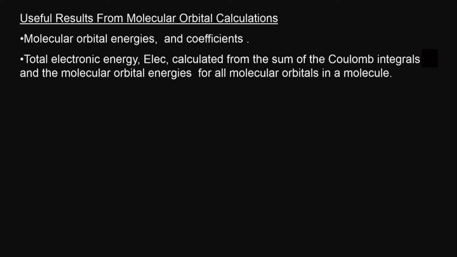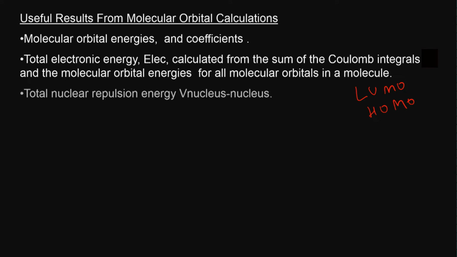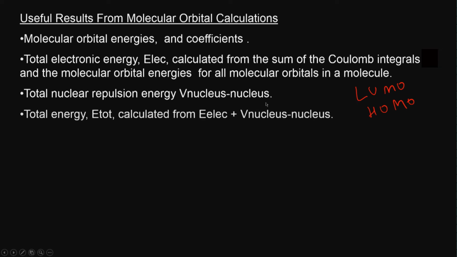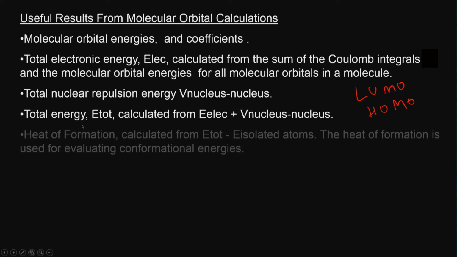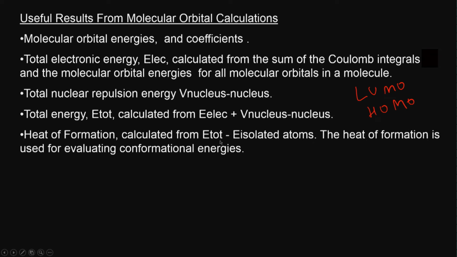If I want to know what is the energy required for moving from one orbital to another orbital, okay, we can calculate using semi empirical method. We can look at the lowest unoccupied molecular orbital energy, we can calculate the highest occupied molecular orbital energy. So, all these can be done using these methods, okay. Total nuclear repulsion, that is nucleus repulsion energy can be calculated. Total energy, that is electronic energy, nucleus energy, all these can be calculated together and we call it total energy. Heat of formation is calculated from heat of total minus heat of isolated atoms. We can calculate conformational energies.